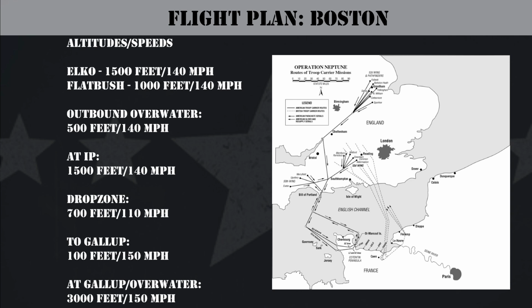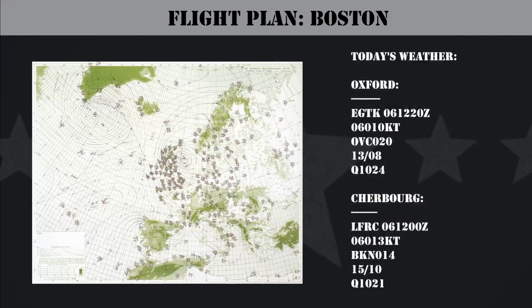Then you slow to 110 knots for the drop zone, and that's 700 feet. And then basically outbound, it's 100 feet and 150 miles an hour. They want to get you out of there as quick as possible. And then 3,000 feet from Gallup all the way back in to our landing airport. So we got all that information right there.